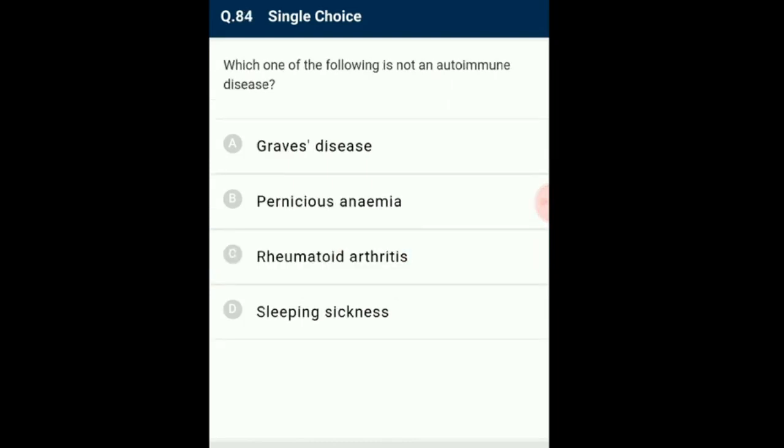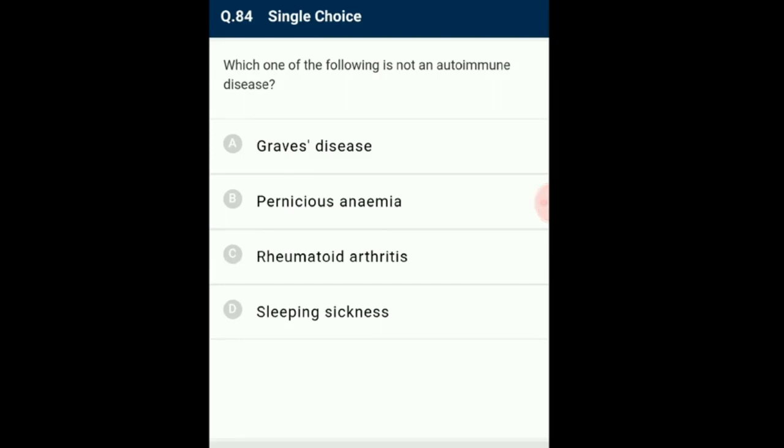Which one of the following is not an autoimmune disease? Autoimmune diseases are certain unrelated disorders caused by inflammation and destruction of tissues by the body's own immune response. These disorders include acquired hemolytic anemia, pernicious anemia, rheumatic fever, rheumatoid arthritis, glomerular nephritis, systemic lupus erythematosus, Sjogren syndrome, and several others. Sleeping sickness is one of the diseases given.